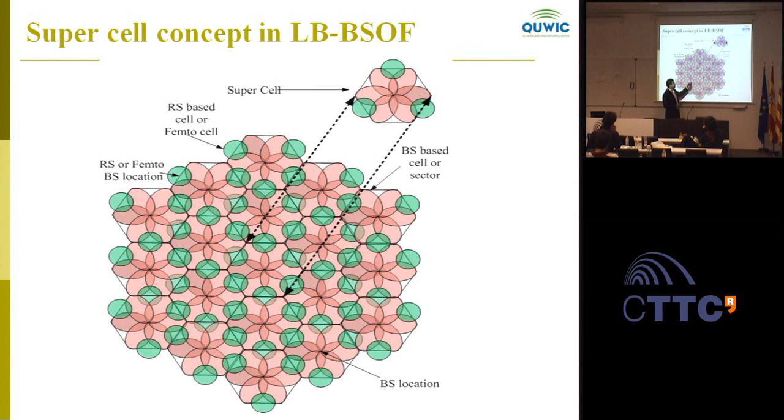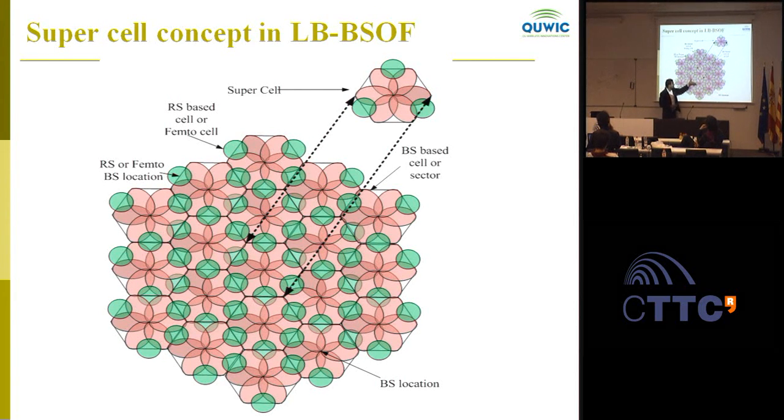Simply what you can do is, in the heterogeneous network, every base station can act as a supercell, assuming that it has multiple sectors or multiple cells, and also multiple relay stations and maybe multiple femtocells. For example, this is the location of a base station. It has maybe 6 sectors and then 3 relay stations or femtocells under it. This is a very symmetric scenario, but it's just for representative purpose. And then this can be considered as a supercell.